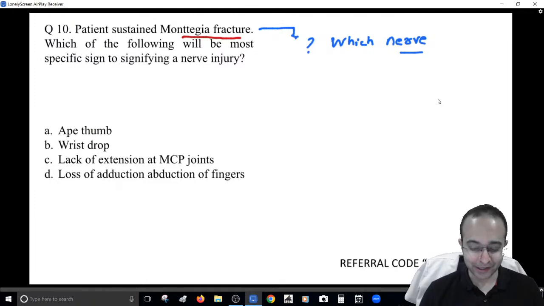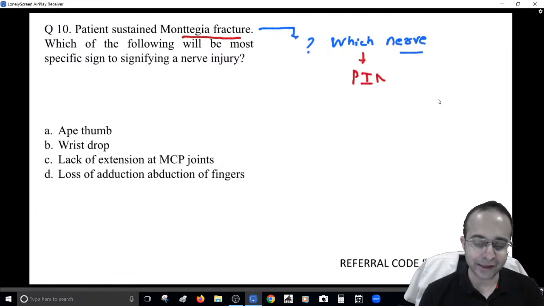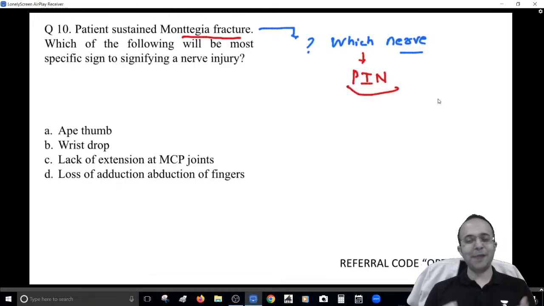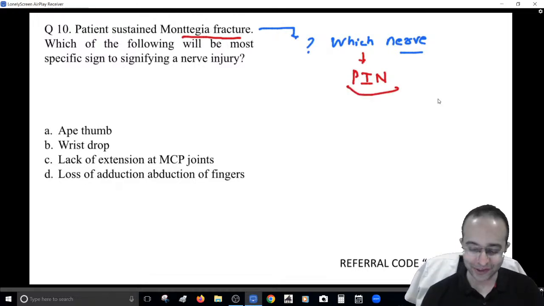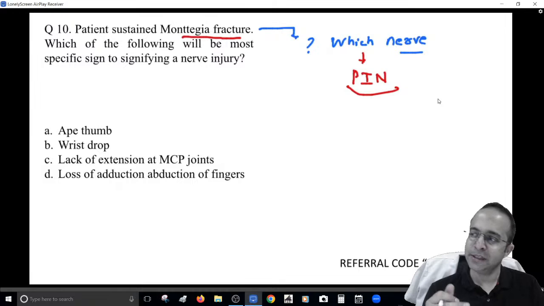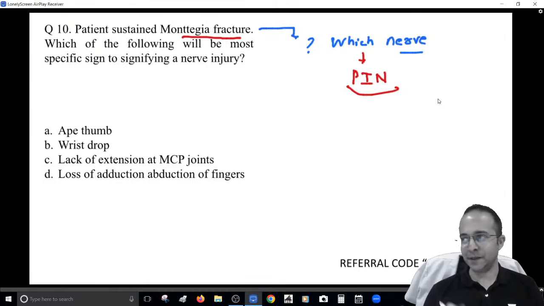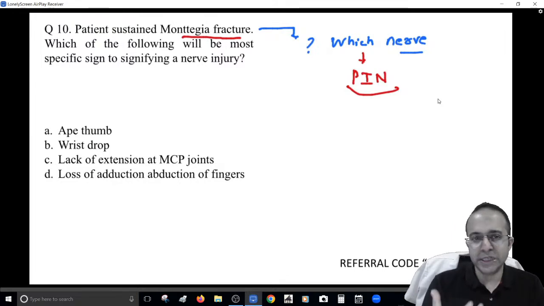Navneet, you're absolutely right, at least in one thing. The nerve that is going to be injured is the PIN, the posterior interosseous nerve. So absolutely, this is a case of posterior interosseous nerve injury. So full marks to you. So you've told this is a PIN injury. So I will help you out solving this one. But you are saying ape thumb in a PIN injury. Please, I don't get it.